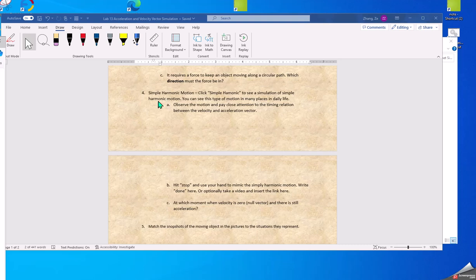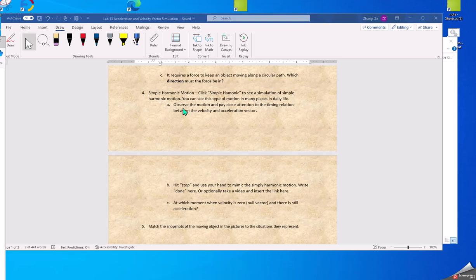Okay, number 4 is the simple harmonic motion. It's a back and forth motion, like harmonic. You see this motion sometimes, like a swing in the playground, or a guitar string vibrating if you look at it very closely, or a pendulum swinging back and forth, back and forth. That's called a simple harmonic motion. You can see many types of this motion in many places, right? You could give an example.